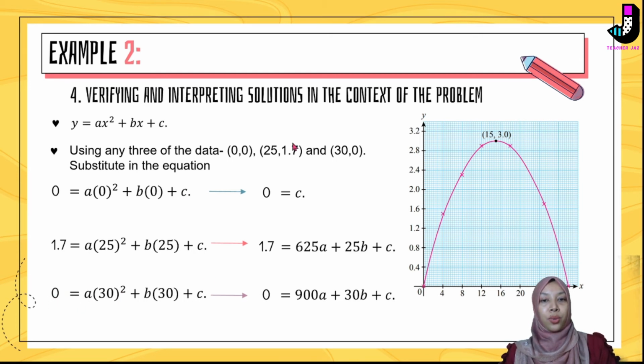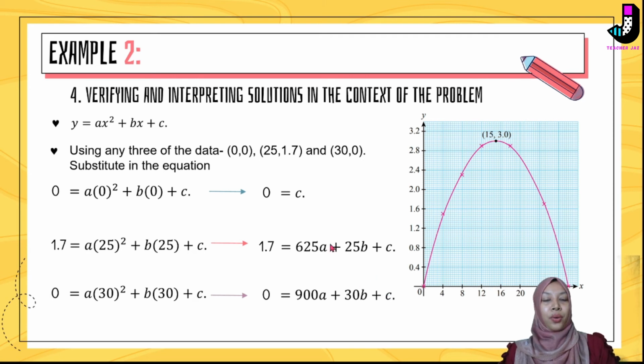And the last one, y equals to 0 here and x equals to 30, and then finally I will get 0 equals to 900a plus 30b plus c. Right, from the first equation, c equals to 0. So here I can substitute the value 0 for c.